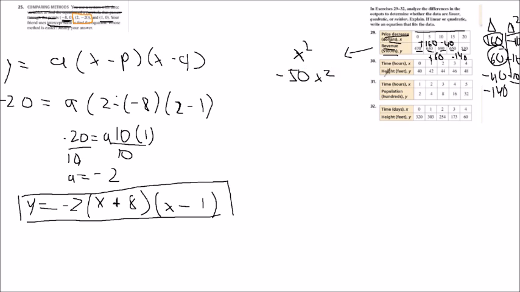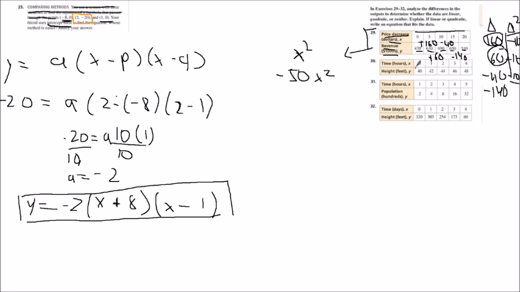And you don't need to know that, but you do need to know that if you take the second difference out of a table, and all the second differences are the same, so if it's constant, then you will get a quadratic equation.